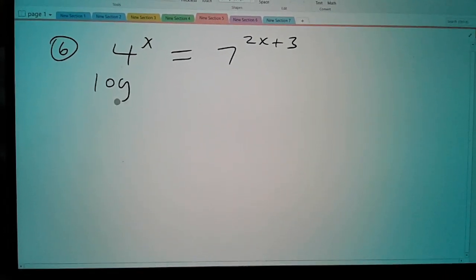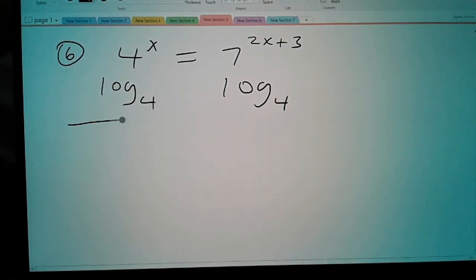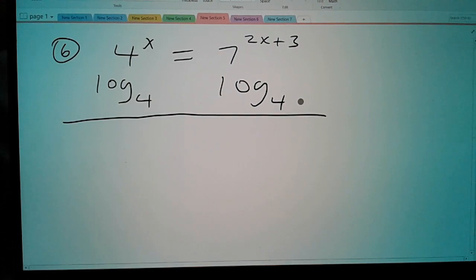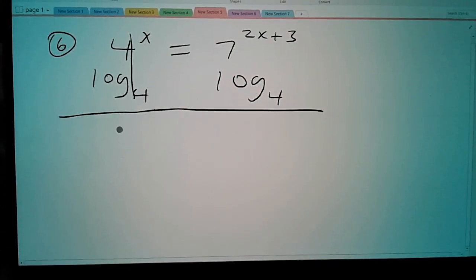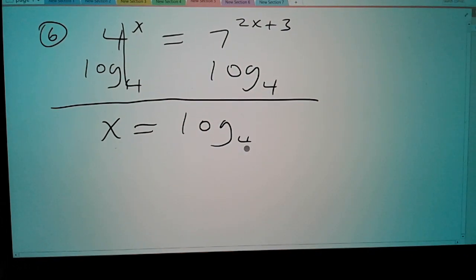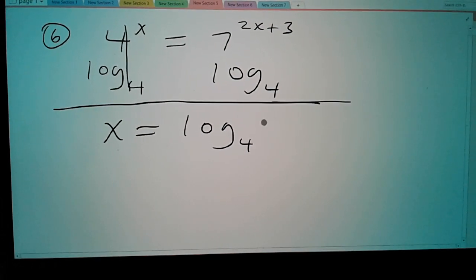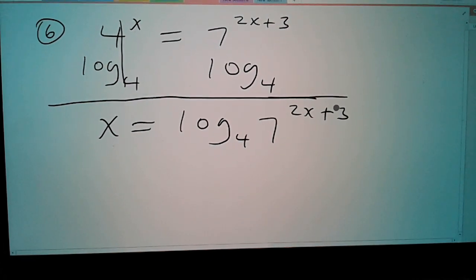I'm going to take the log base 4 of both sides of this equation. Log base 4. So these are going to cancel out, and I'm going to get x is equal to log base 4 of all this stuff here. So that would be 7 to the 2x plus 3 power.